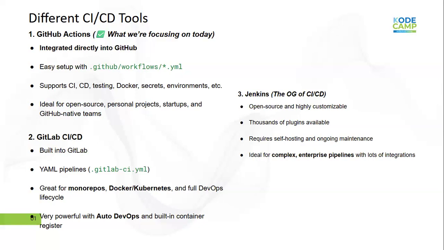Then it supports CI, CD, testing, Docker, secrets, environments, etc. It's ideal for open source, personal projects, startups, and GitHub-native teams. So if your team has this entire application on Docker on GitHub, GitHub is the best.